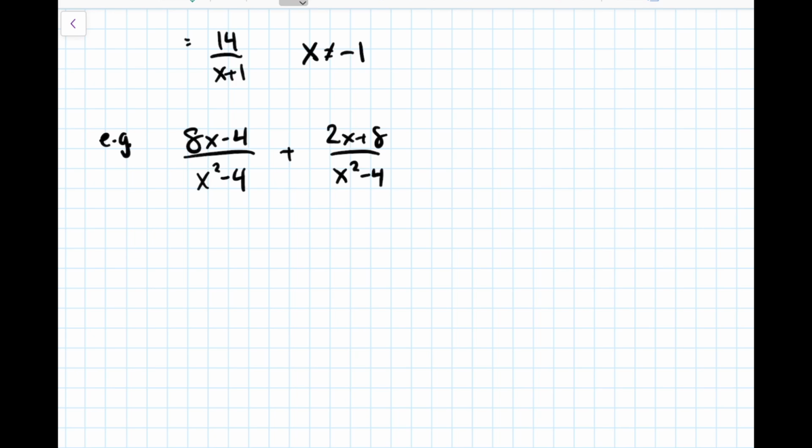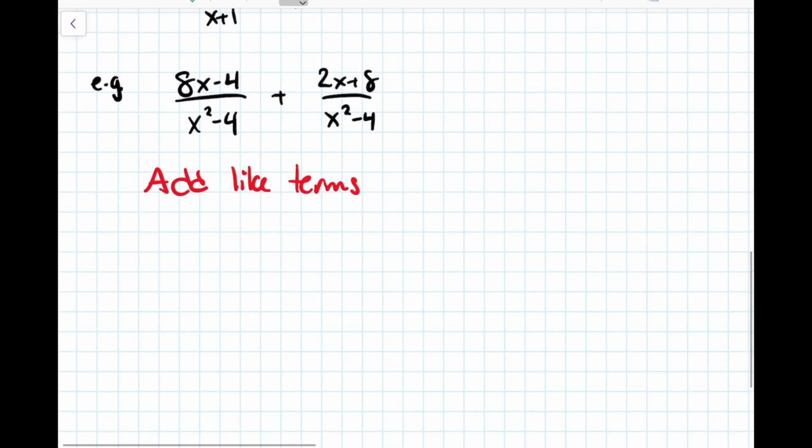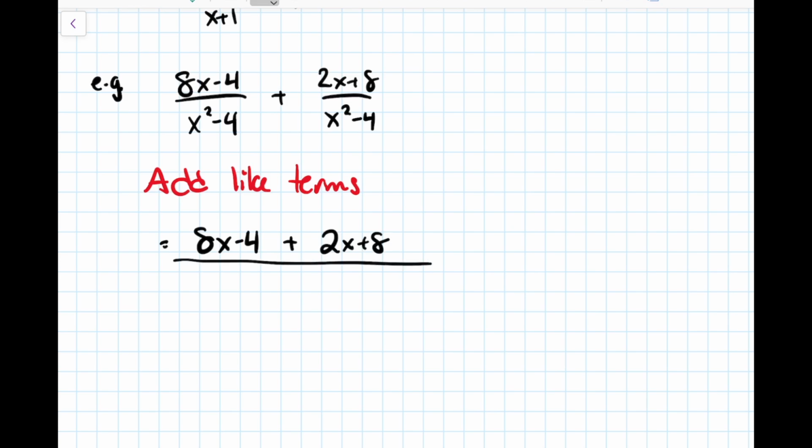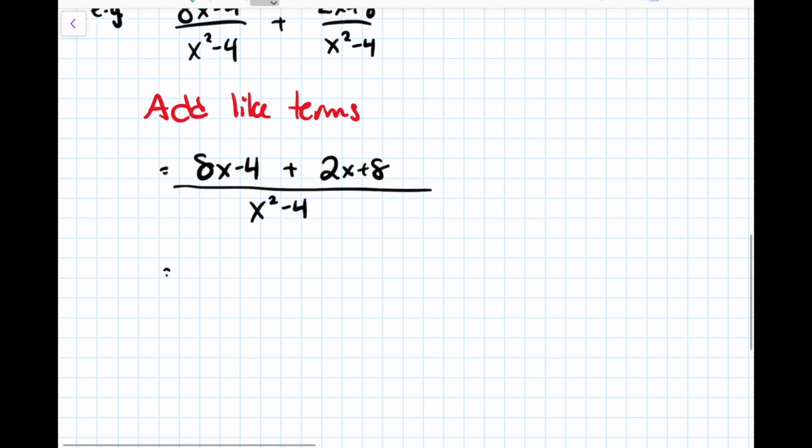And to add your numerators, you have to remember to add like terms. So you really got to add these things carefully. So what we've got here is 8x minus 4 plus 2x plus 8. And all of that is over x squared minus 4. So if we combine those, 8x plus 2x is going to get me 10x. -4 and 8 is going to get me plus 4. And that is over x squared minus 4.